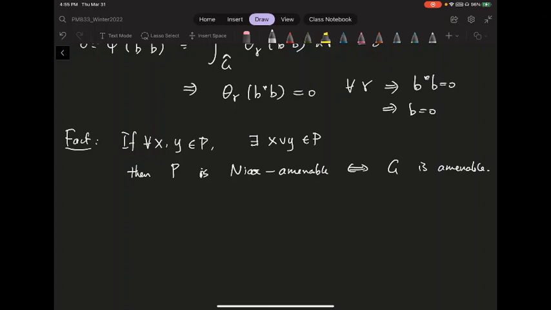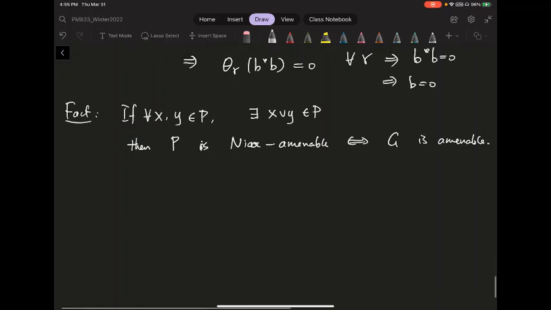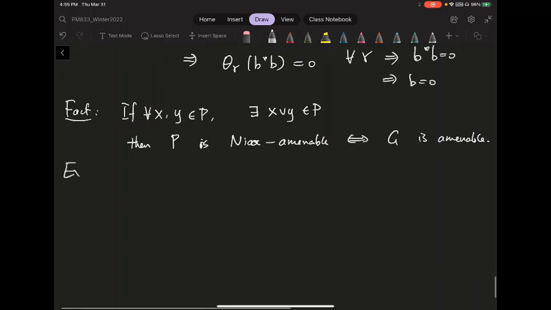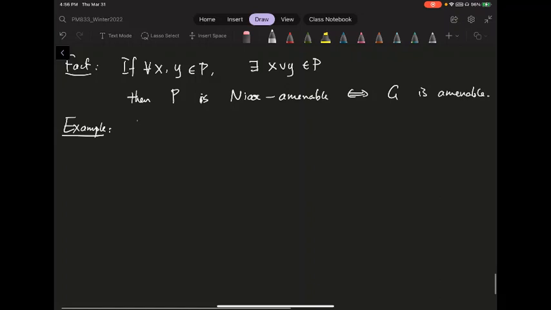But this doesn't answer the question if this condition doesn't happen. And in the next video, we're going to show a very surprising thing for this Nica amenability. But before I do that, I just want to give one example: there are semigroups that are not Nica amenable. One example comes from this class called the braid group. I'll just quickly write what they are.